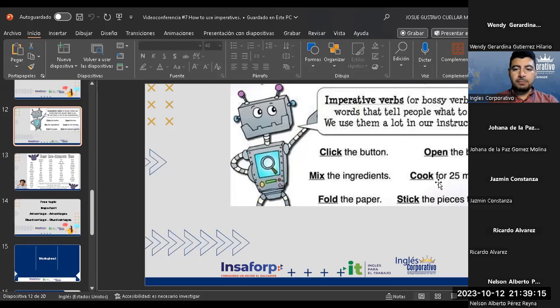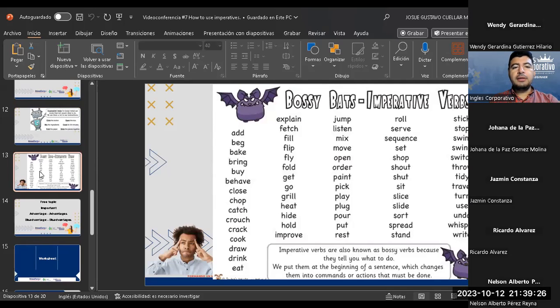Cook for 25 minutes. Click the button. ¿Verdad? Clic acá, o cuando decimos clic derecho. Ok. And here we have this. Look. Bossy imperative verbs. Así se les llaman, ¿verdad? Entonces, aquí tenemos explain, jump, listen, move, open, order, paint, play. Tenemos una infinidad.